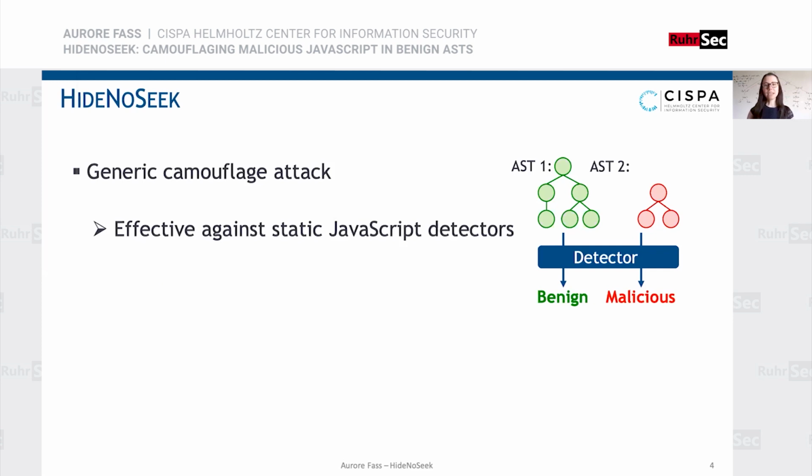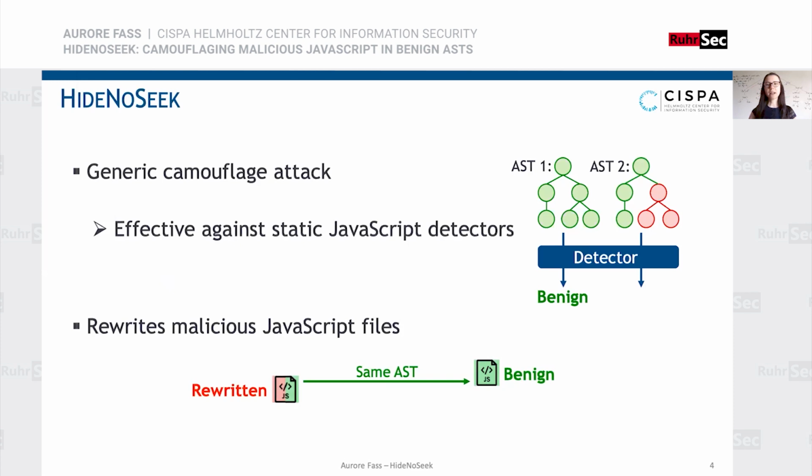What we propose here with HideNoSeek is a system that automatically rewrites malicious JavaScript samples so that they have exactly the same AST, meaning exactly the same syntactic structure as existing benign scripts, while of course retaining the initial malicious semantics. And so by construction, our attack evades most of the static detectors.